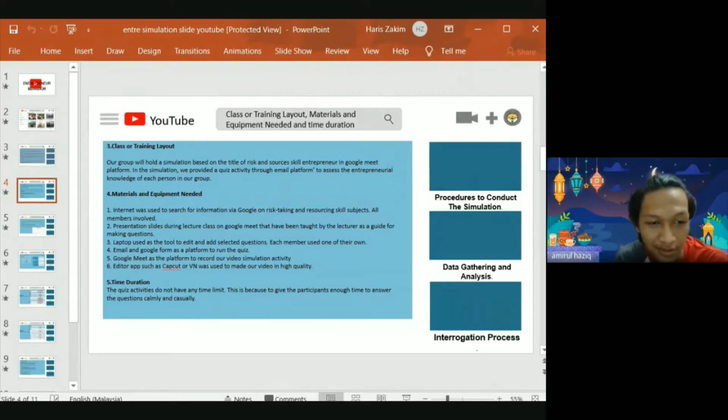Time duration. The quiz activities do not have any time limit. This is to give the participants enough time to answer the questions calmly and casually. Okay, next.